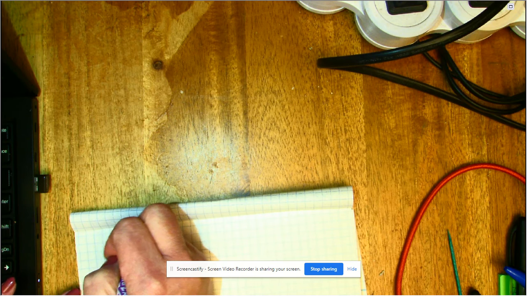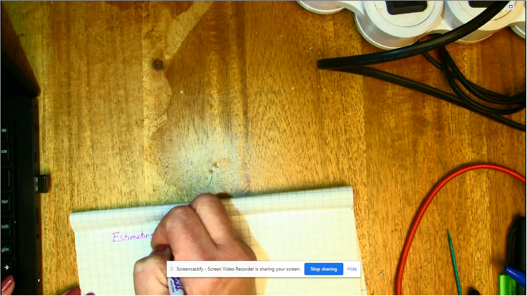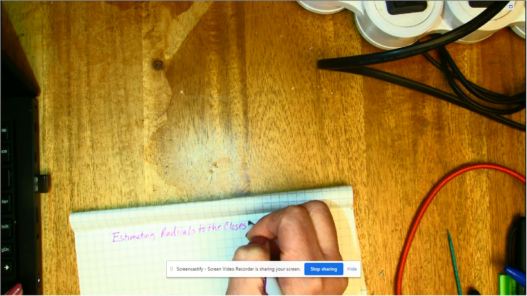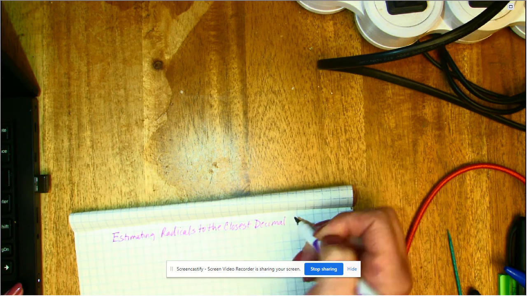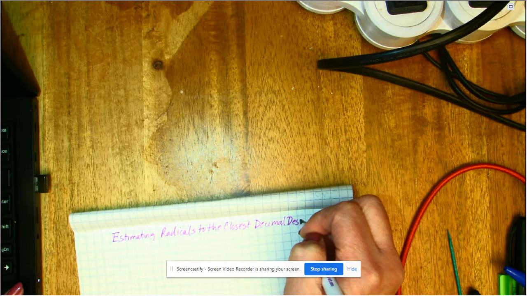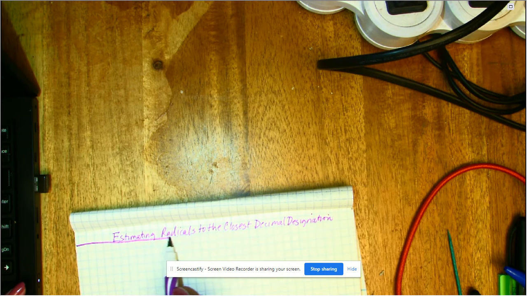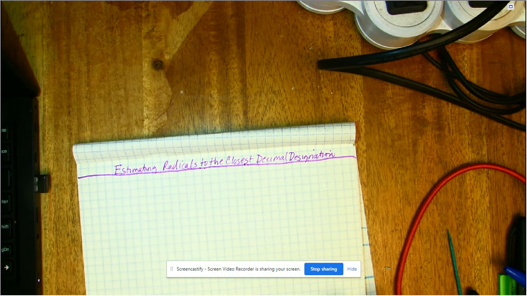Okay, so estimating radicals to the closest decimal designation. And what that means is that we can be asked to estimate to different things. We might be asked to estimate the radical to the closest tenth, or the closest hundredth, or the closest thousandth. So the decimal designation is what has to be provided to you in the problem. Where do they want you to estimate it closest to?